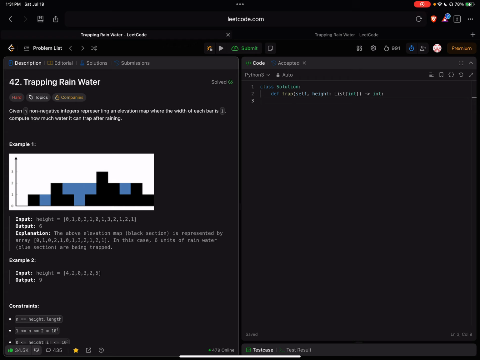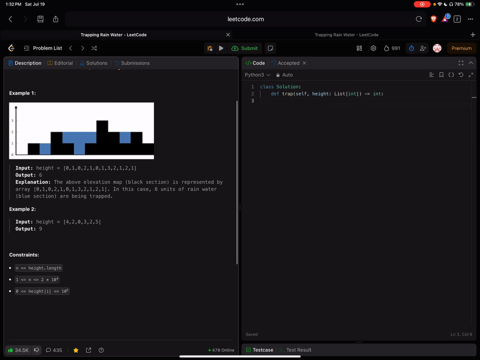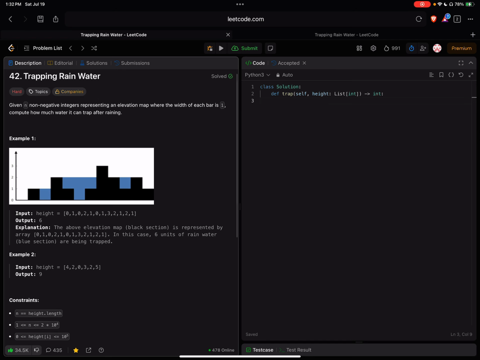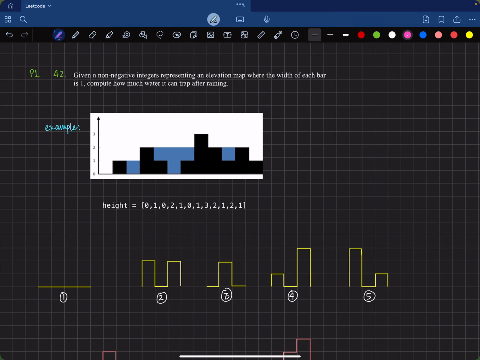Let's begin. The problem that we're tackling today is Trapping Rain Water, LeetCode 42. It is a hard labeled problem. This is the description of the problem, and these are the constraints. Let us go to the dashboard and we will try to investigate and find a solution for this problem.